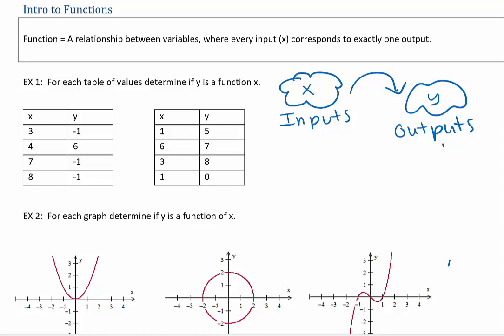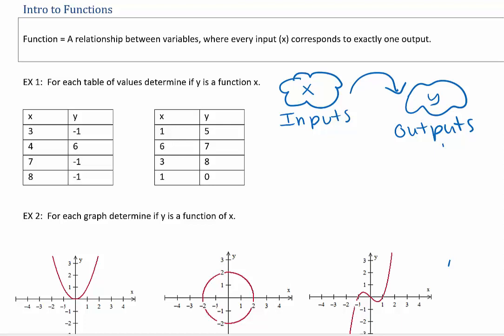A function is a relationship between variables where every input corresponds to exactly one output. You can also think of a function as a mapping. It basically takes your set of x's or your inputs and maps or transforms them to a new set of outputs, or y values. Now that definition is saying that if you have an x value, an input, it can only be mapped to one y value. So let's illustrate this by looking at example 1.